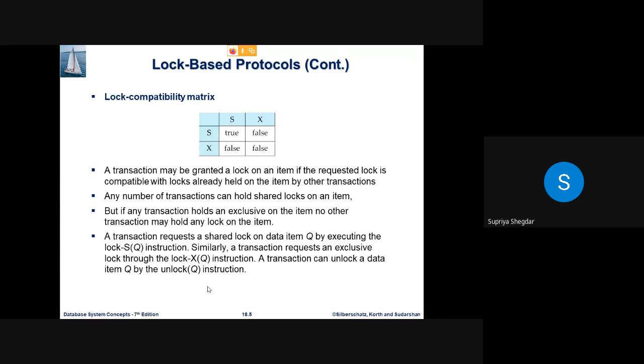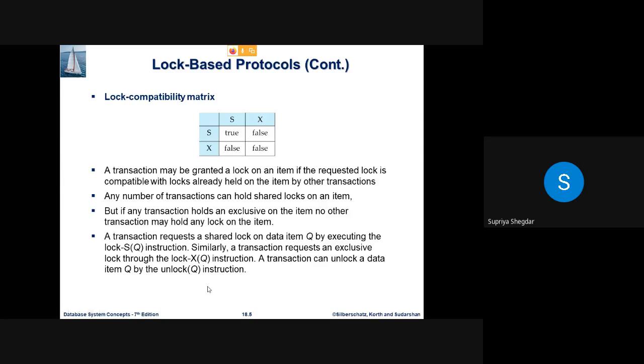If the transaction is not unlocking the data item even after completion of the execution, then other transactions are waiting for that particular data item. Understanding the unlocking concept: if I have acquired any kind of lock on a data item, then after completion of my execution of that data item, I have to unlock it so that other transactions, or other people, can use that data item.